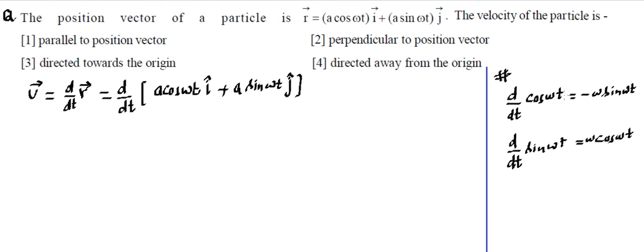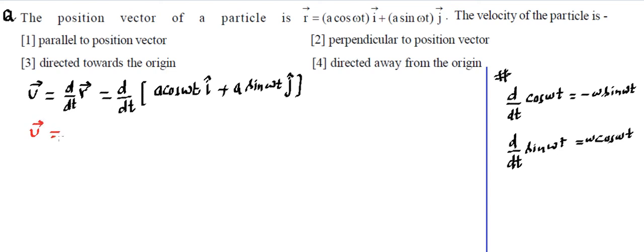For the time being, you can jot them down and use them, and later on we will learn how they come about. This is the definition as per physics, and these are the mathematical rules that we are going to apply. Then we will talk about what the correct option is going to be. So let's proceed with this differentiation.